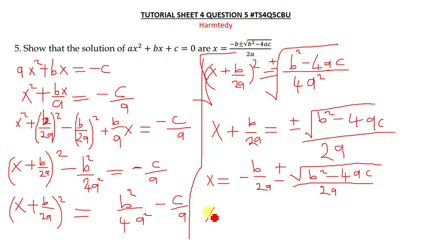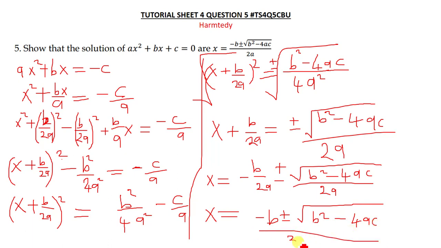And then here the solution is just going to be, when you have the common denominator there, you can write the numerators together as well, over 2a. So this is how you come up with the quadratic formula. You can see we've managed to derive it.